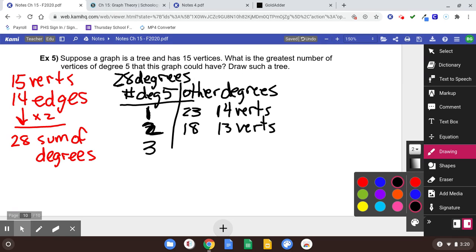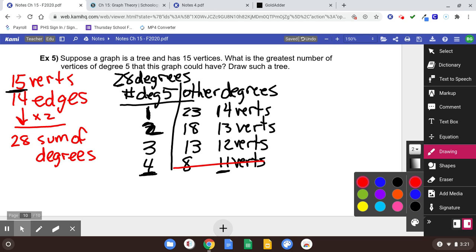Or if there were 3 degree 5 vertices, that's 15 degrees. 3 times 5 is 15. 28 minus 15 is 13. So you'd have 13 other degrees left over to make 28. 15 plus 13 is 28. For 12 other vertices. And that's still possible. But if there were 4 degree 5 vertices, 4 times 5 is 20, that only leaves 8 degrees for 11 vertices, right? Because we have 4 vertices over here, there must be 11 more to make our 15. That's not going to be possible. You can't have 8 degrees for 11 vertices, otherwise they won't be connected, and that won't be a tree anymore. Remember, a tree has to be connected.